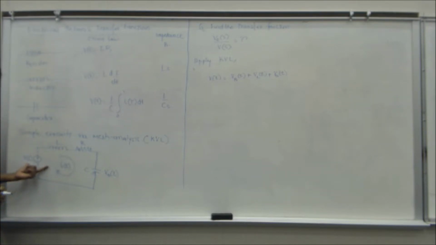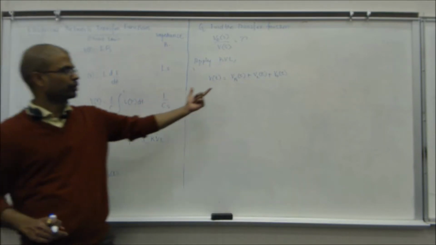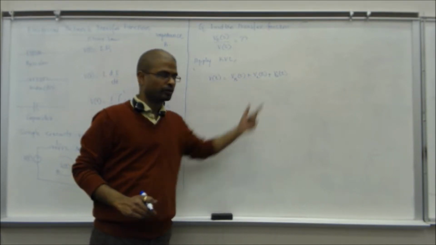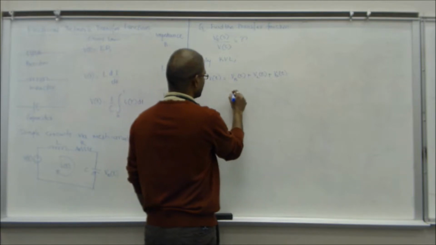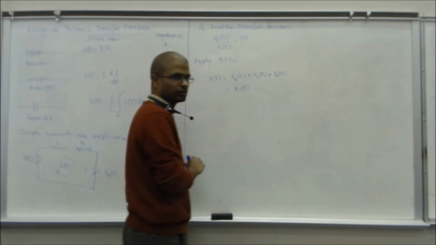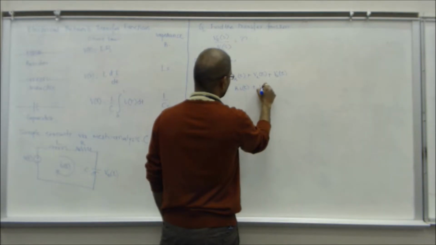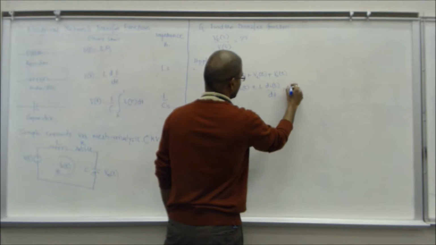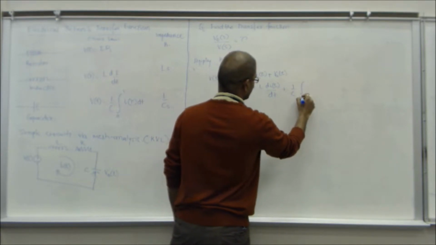Think about a translational system: this is like the applied force. Applied force in a given mesh is this. The input voltage is equal to the output voltage across the different elements. Now what is V_R(t)? That's the resistor: R times i(t), plus L times di/dt, plus 1/C times the integration of i(t).